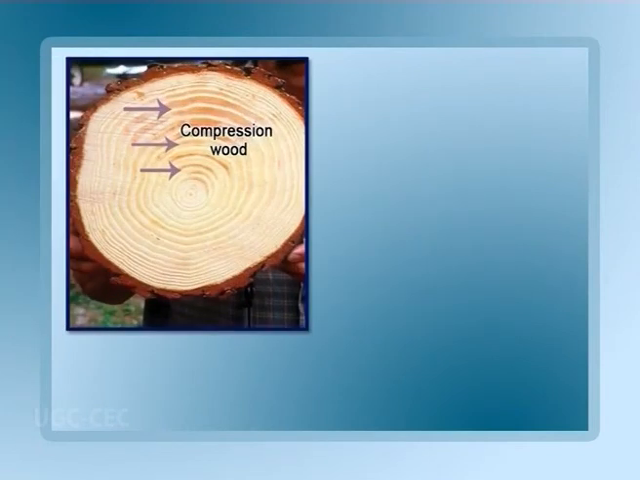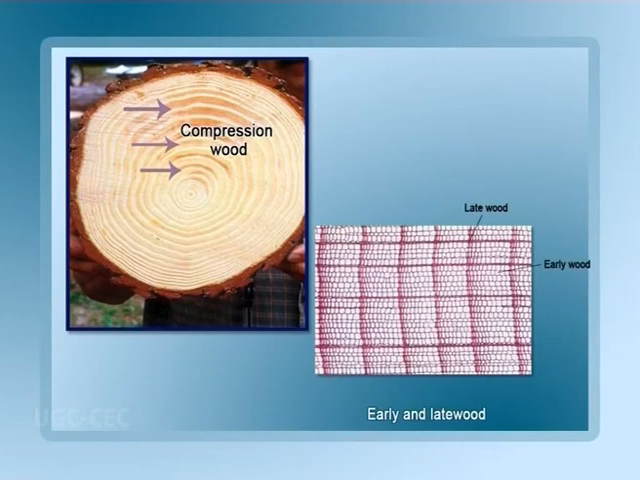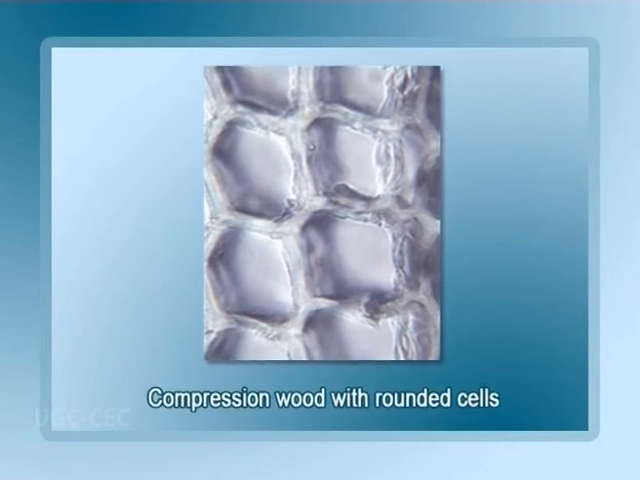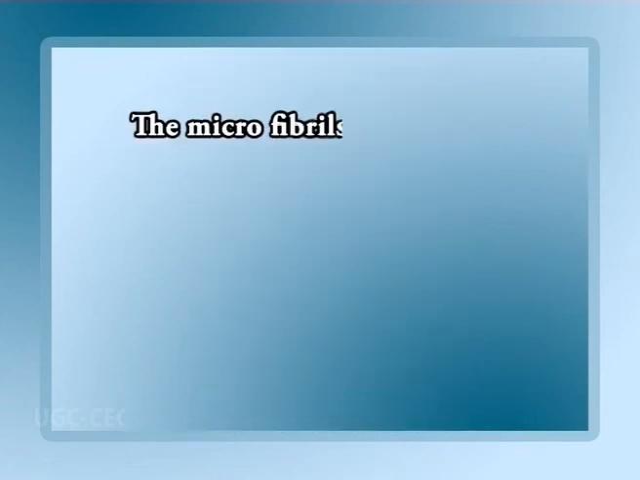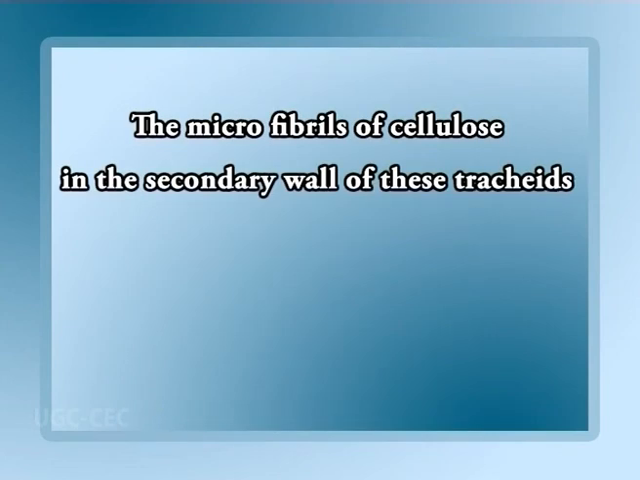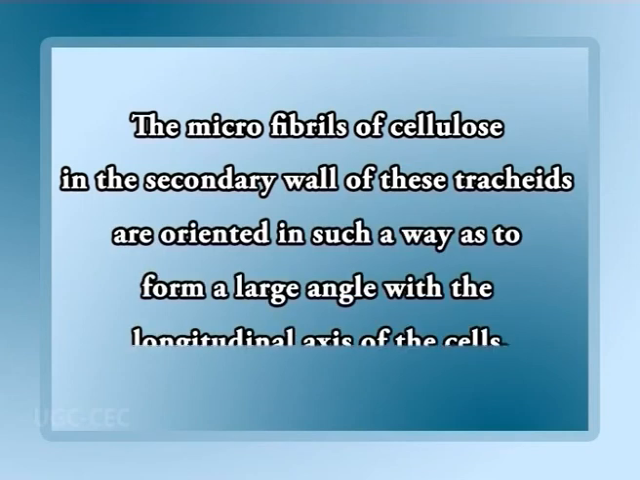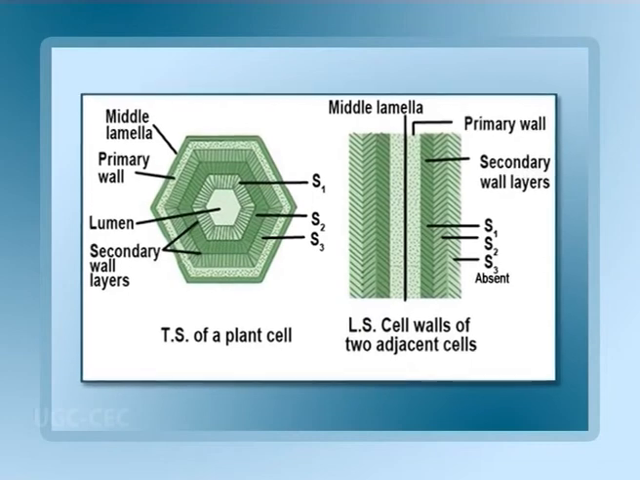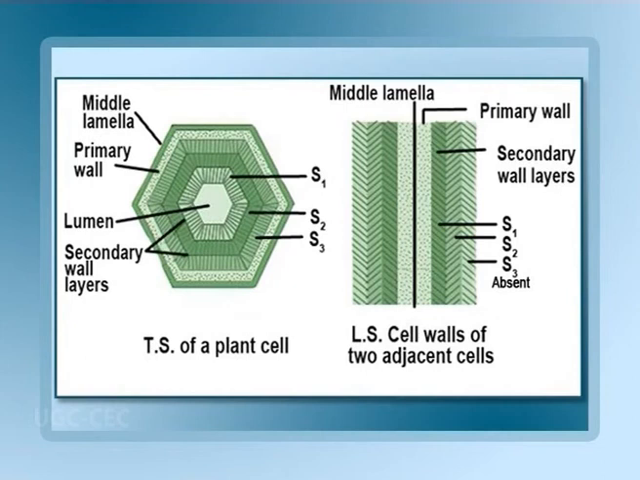In compression wood, there is more gradual transition between early wood and late wood. The tracheids of compression wood are seen to be rounded in cross section, and intercellular spaces can be found between them. The microfibrils of cellulose in the secondary wall of these tracheids are oriented in such a way as to form a large angle with the longitudinal axis of the cells. The inner layer of the secondary wall is absent, and the inner surface of the middle layer towards the lumen is helically grooved and ribbed.